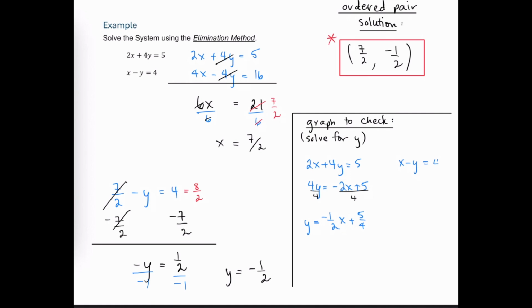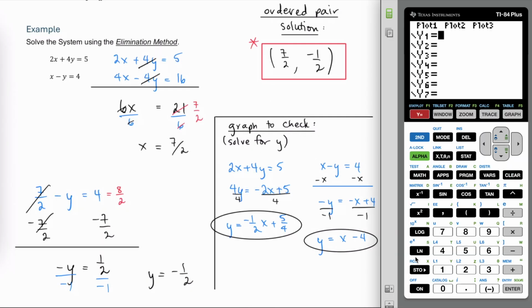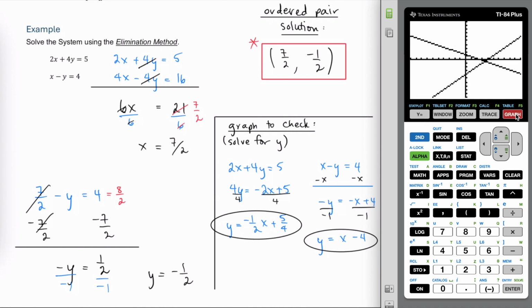In the second equation, we also need to solve for y. We'll start by subtracting x from both sides. So we get negative y is equal to negative x plus 4. And then when we divide both sides by negative 1, we get y is equal to positive x minus 4. So these are the two equations that we'll plug into our calculator. We will go to y equals and enter both of these equations in. So we start with negative 1/2 x. I'm going to go negative 0.5x plus 5/4. And then the second equation is going to be x minus 4. So we've entered in both of the equations. Then we hit the graph button and our lines are graphed here.